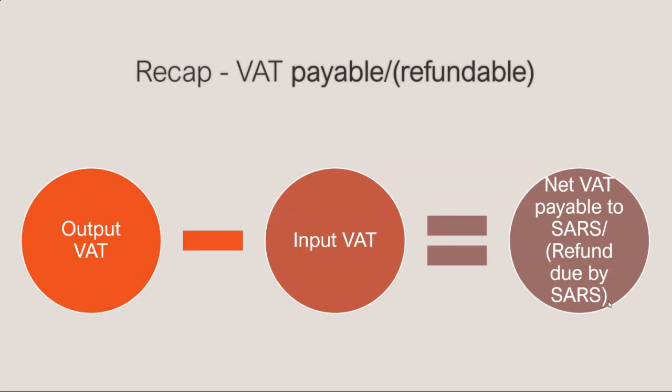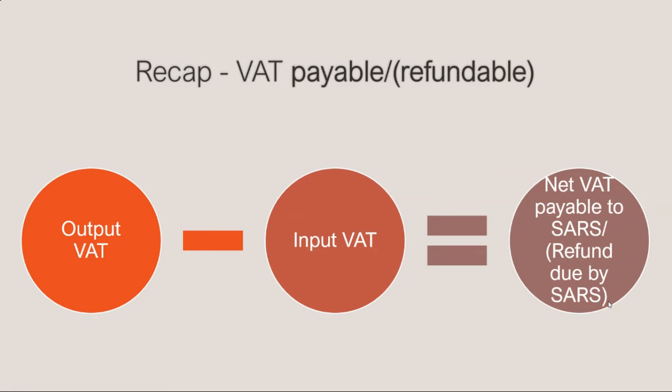So your output VAT is the VAT that you raised on the supply of goods or services to your customers. So those are your sales. Input VAT is anything that I've purchased from a supplier, and that can either be an expense or an asset that I've acquired. And then the difference between that will give you your payable or refundable amount.